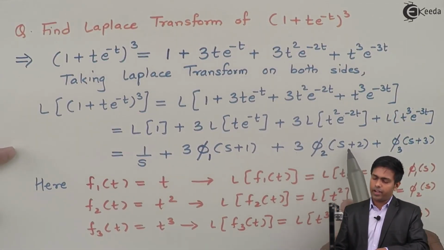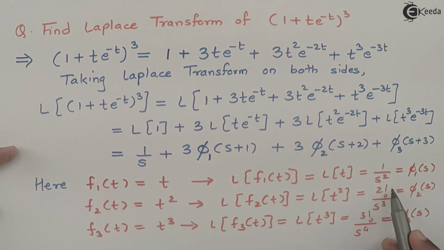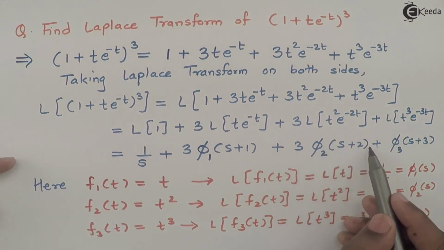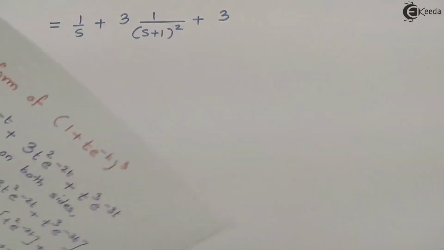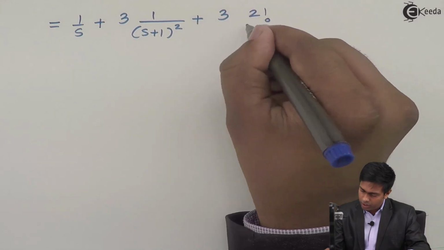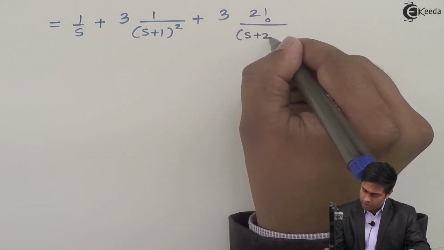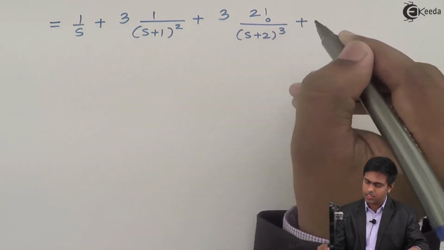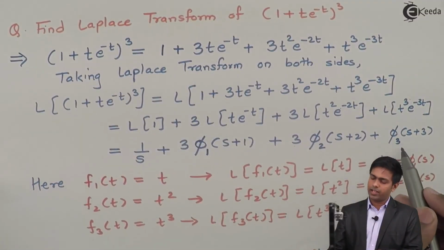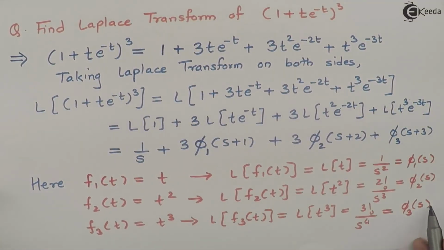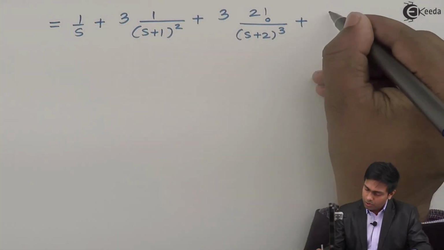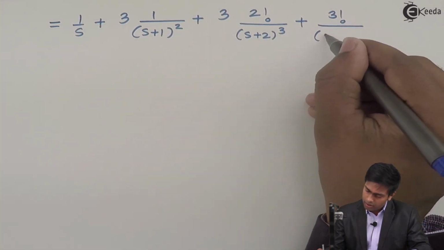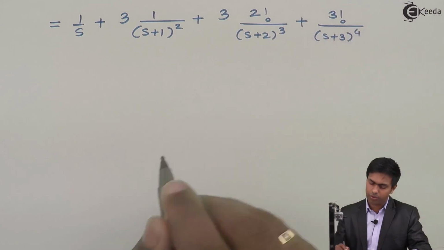Plus 3 into phi2 of s plus 2. Now phi2 of s is 2 factorial upon s cube. So phi2 of s plus 2 will become 2 factorial upon s plus 2 the whole cube. Plus the last term is phi3 of s plus 3. So phi3 of s is this, and phi3 of s plus 3 is 3 factorial upon s plus 3 raised to 4.